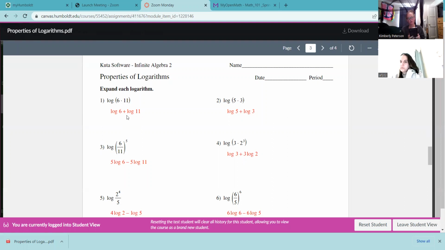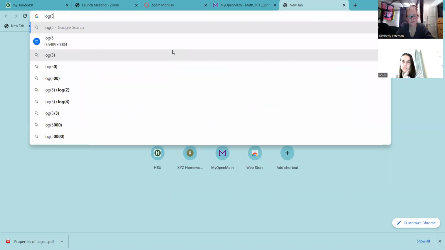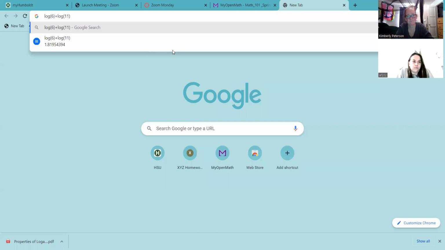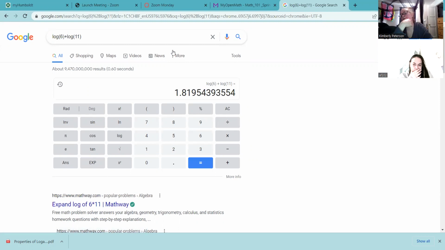But if we wanted to know the actual answer, let me go into my calculator. Let's do it this way. We could do log of 6 plus log of 11. Technically, when you're doing it the way they're showing it in the solutions, they're doing it exactly. They're not plugging it into a calculator, they're just leaving it alone. But if you wanted to, you could.